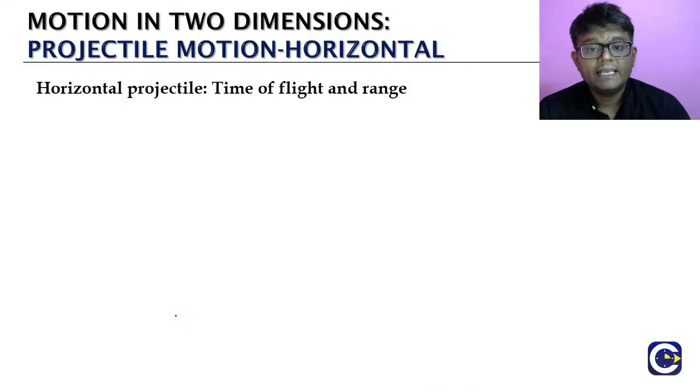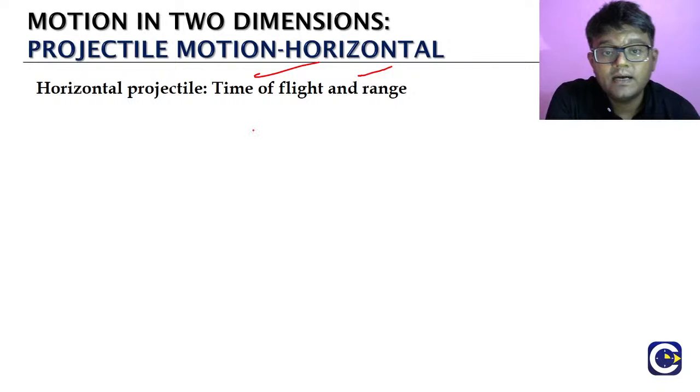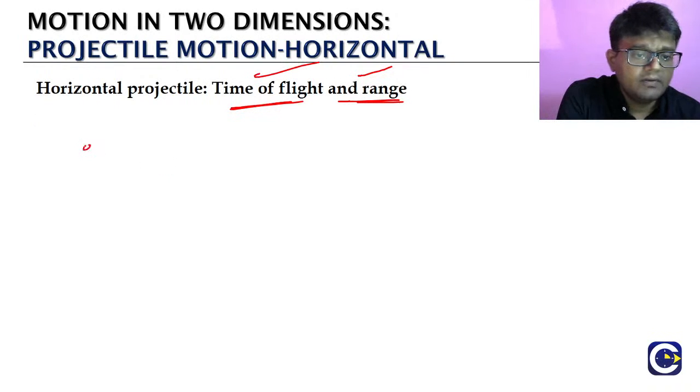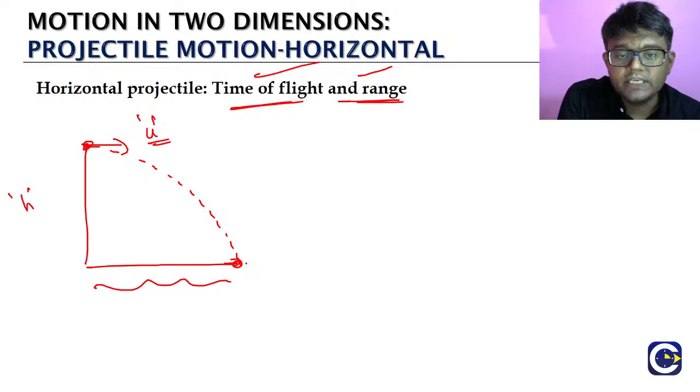Okay, next we look at the most important result, that is the result of time of flight and range. So again, we will take the same concept. We are throwing an object with the initial velocity u from a height h. Now what is going to happen to this? It is going to come and fall somewhere here. Okay, the time taken for it to reach the surface.